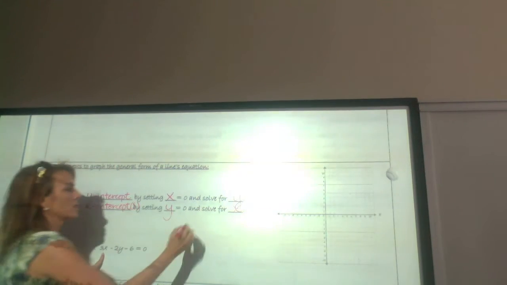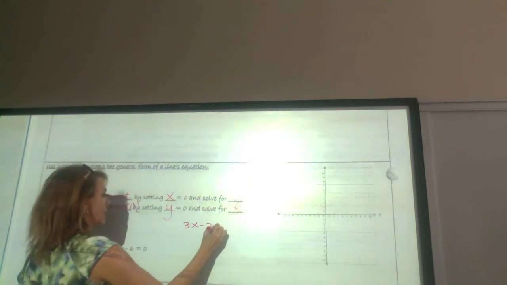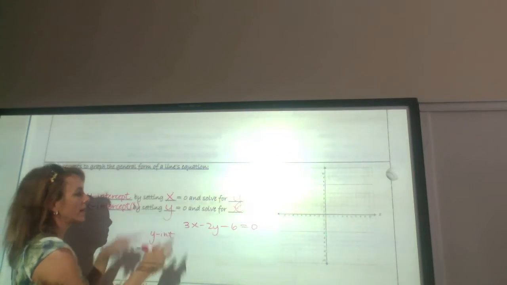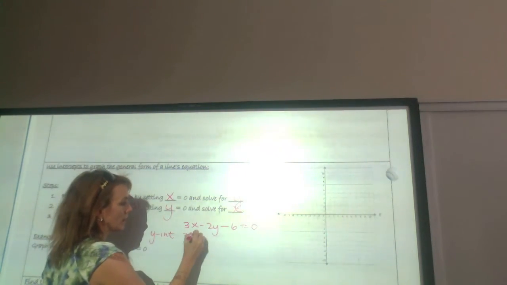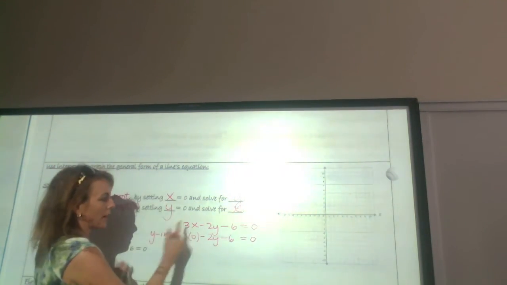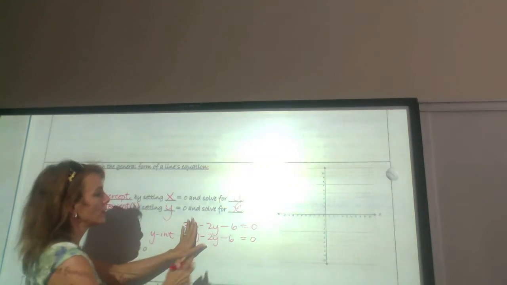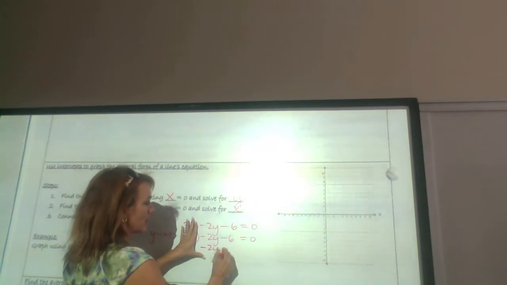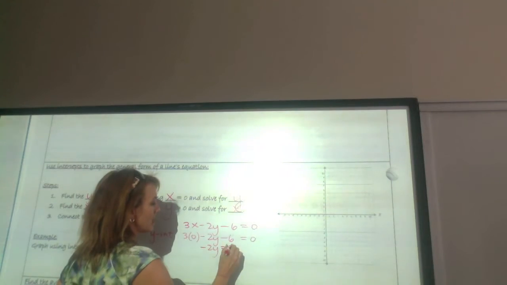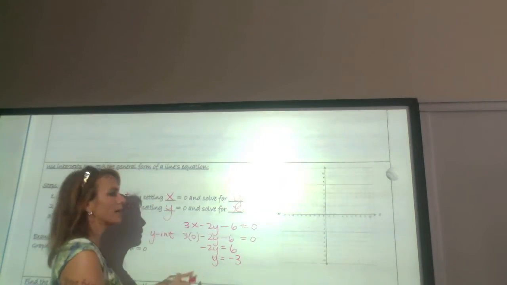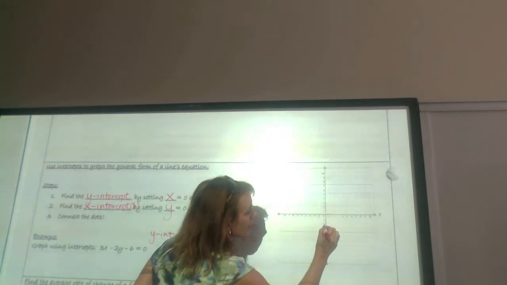Okay, so let's use this example. 3x minus 2y minus 6 is equal to 0. To find my y-intercept, I put 0 in for x and solve for y. Anytime I put 0 in for x, that term just disappears, right? So I have negative 2y minus 6 equals 0. Let's move that minus 6 to the other side. So negative 2y is equal to 6, and y is equal to negative 3. That means my y-intercept is at negative 3.